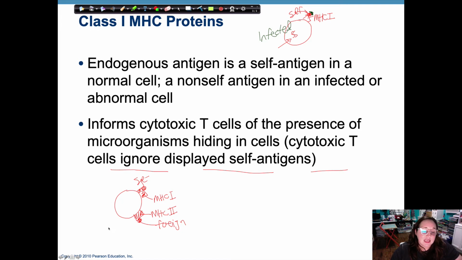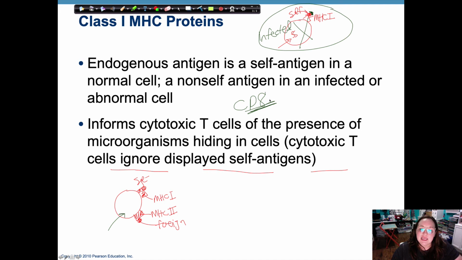So if a cell engulfs the antigen, it's going to have the self MHC1 protein, but then it's going to have the non-self protein on an MHC2 protein, okay? So right here, this is what is going to trigger the CD8 cells. This self protein, along with this non-self protein attached, is going to tell CD8 cells these cells are infected and they need to be destroyed.